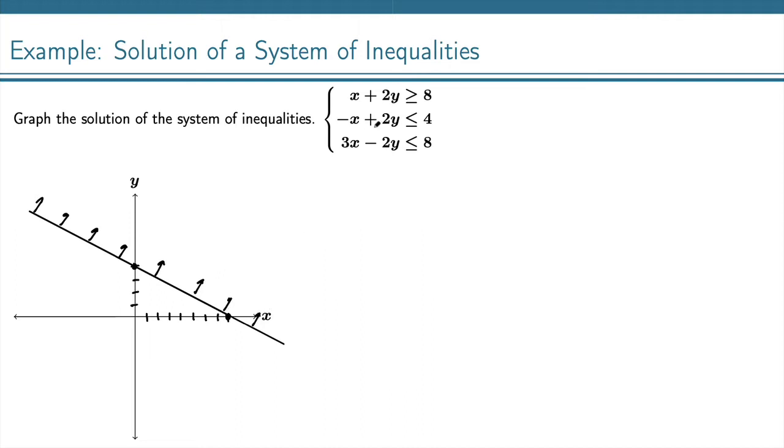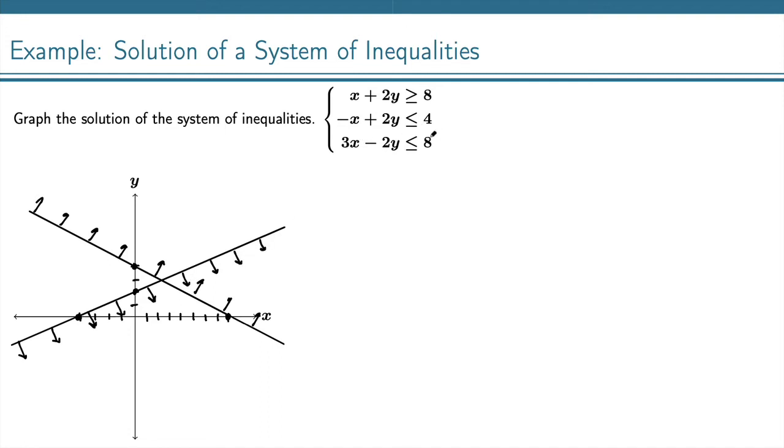For the second equation, this has an x-intercept of -4, 1, 2, 3, 4, and a y-intercept of 2. So there's that line. And then again, picking a test point, if I pick 0, 0 as a test point, I get 0 plus 0, which is less than 4, so that works. So that means that we're going to be below this line.